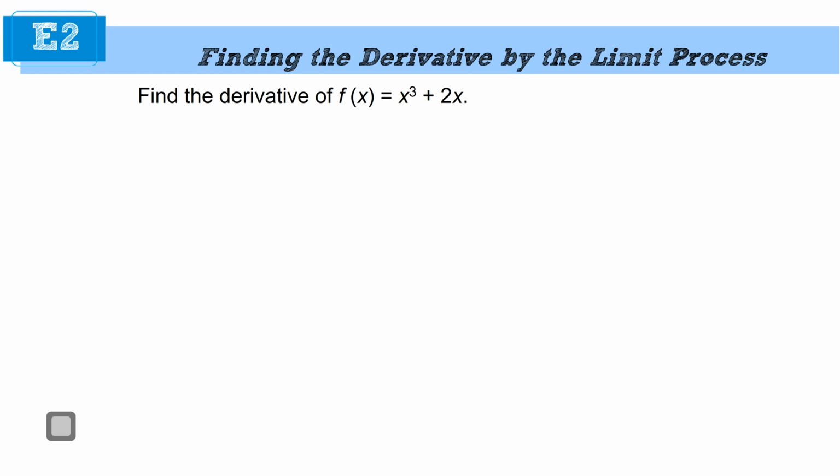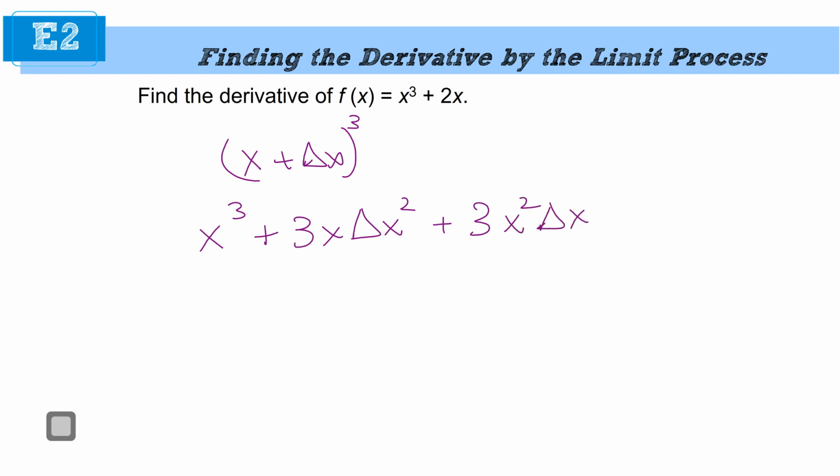But what I was talking about is Pascal's triangle. Remember that? 1, 3, 3, 1. So if I'm doing x plus delta x quantity cubed, using Pascal's triangle, I would have x cubed plus 3x squared delta x plus 3x delta x squared plus delta x cubed. If you didn't remember Pascal's triangle, then you just have to multiply that bad boy out, which is a little nasty.